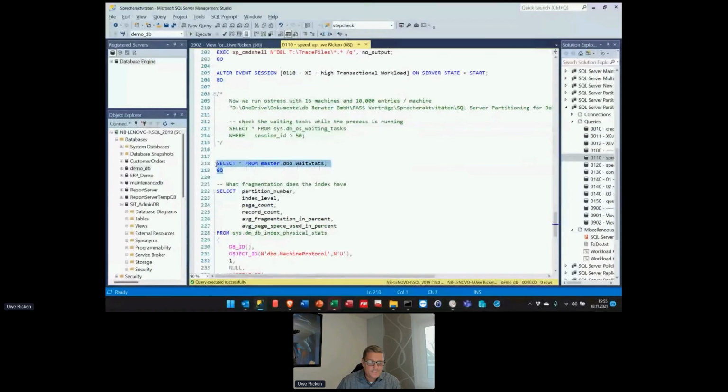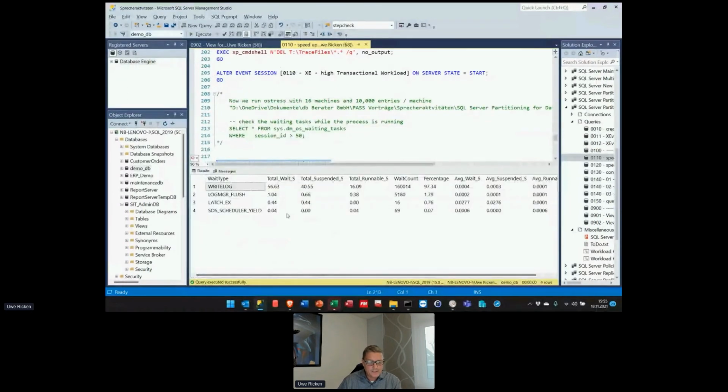When I look at the wait stats here, you can see that we do not have any page latches anymore. Yeah, so we have the write lock, which is absolutely okay, really okay. But one thing is quite important here. You see that the percentage of the waits for writing into the transaction log is way higher than it was before. So what does this mean?